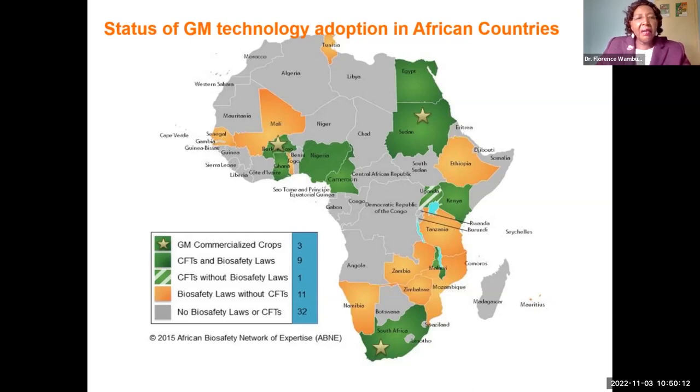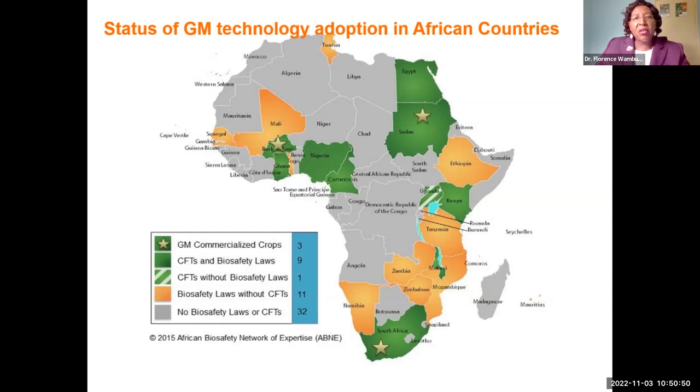When you see green but no star, it means contained field trials and biosafety laws exist, in 9 countries. So 3 countries are commercialized, and 9 countries, and Kenya is in that group, have contained field trials and biosafety laws. These are countries ready to move to commercialization. Here I see Egypt, of course, Sudan is commercializing, Nigeria, Burkina Faso, Ghana, Kenya, Uganda. Now Uganda has some stripes, I'll tell you why. Then South Africa is also there. So 9 countries are ready to move to the next level within Africa.